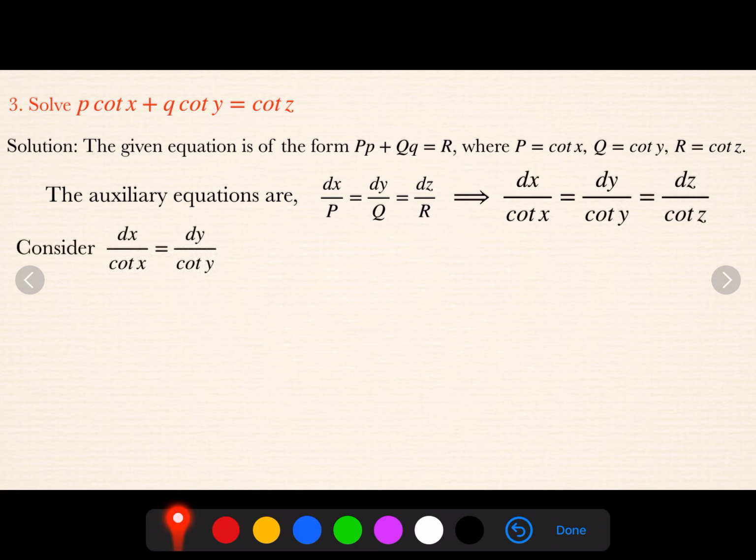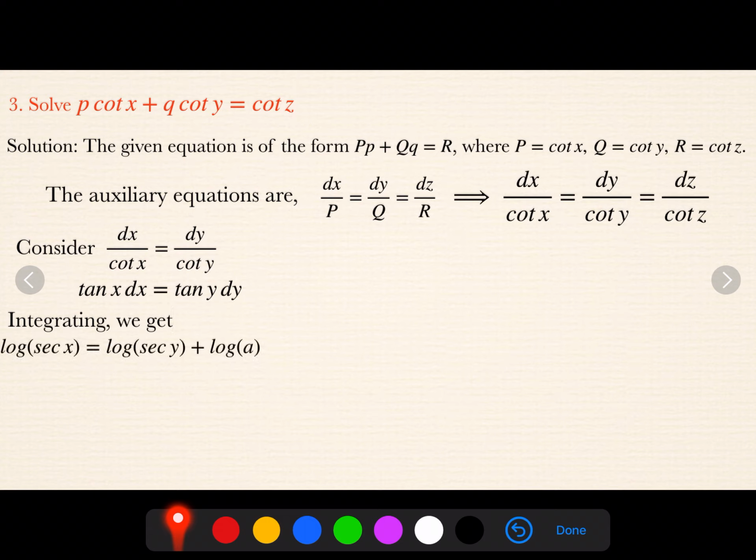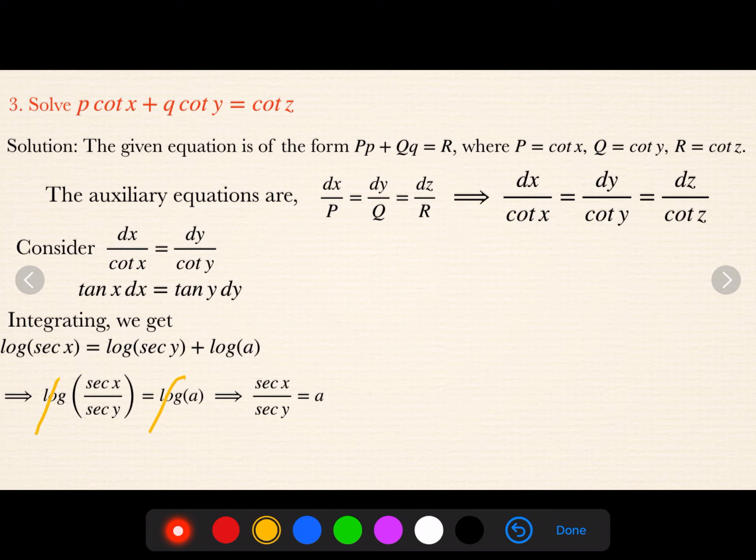Now, consider any two pairs, that is, again I will consider the first and second. Clearly, the coefficient of dx is a function of x only and the coefficient of dy is also a function of y only, and 1 over cot is nothing but tan. Integrate that one. Integration of tan x becomes log of secant x, and log of secant y is equal to log a. So, transforming to the other side we will get log a minus log b form, that is log a by b. Now log and log get cancelled, and we get the final answer as secant x by secant y is equal to a.